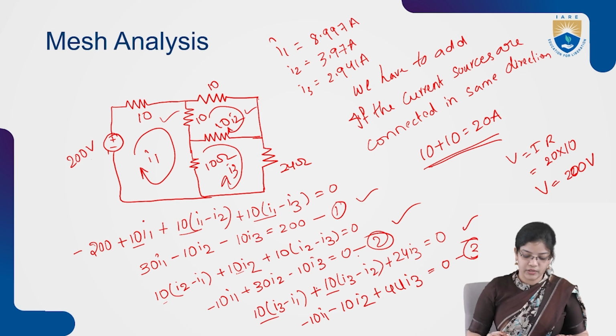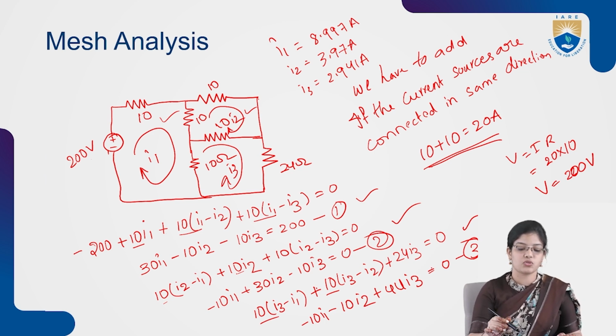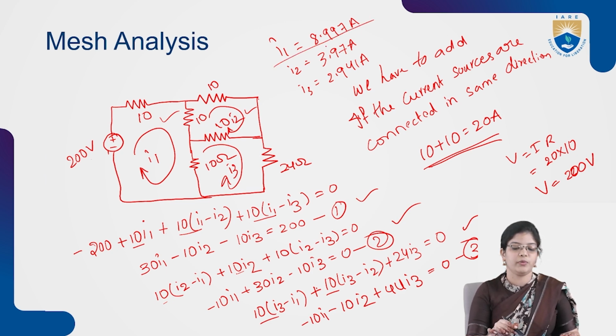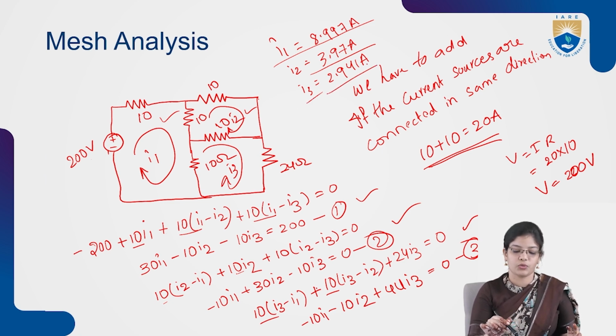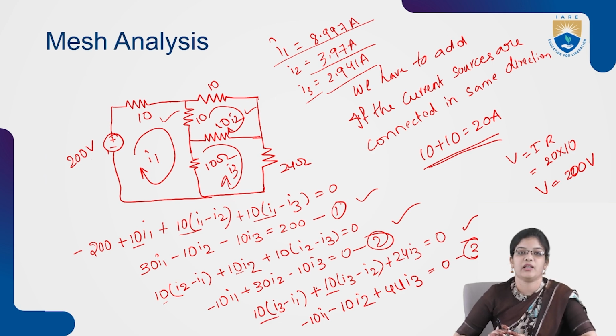After substituting the 3 equations in the scientific calculator, we get the values of I1, I2 and I3. The current I1 flowing in the first mesh is 8.997 amperes, the current flowing in the second mesh is 3.97 amperes, and the third current flowing in mesh 3, which is denoted with I3, is 2.941 amperes. So in this way we calculate the mesh currents by using mesh analysis.